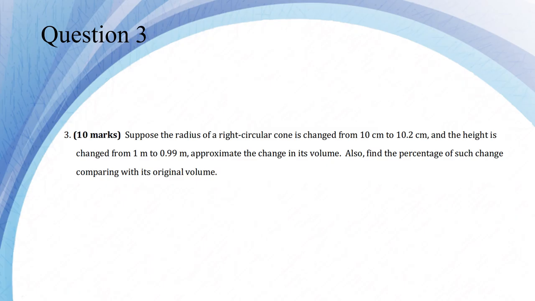Okay, I'm going to explain question number 3, where we are supposed to figure out how to solve problems of differentiation. There is a circular cone, and the radius changes from 10 to 10.2 cm, and the height changes from 1 meter to 0.99 meters. In this question, you're supposed to find the approximate change in volume, and the percentage change of such volume change compared to the original volume.